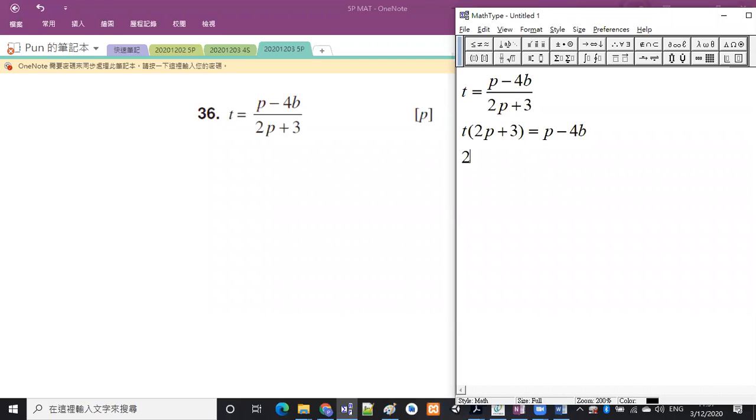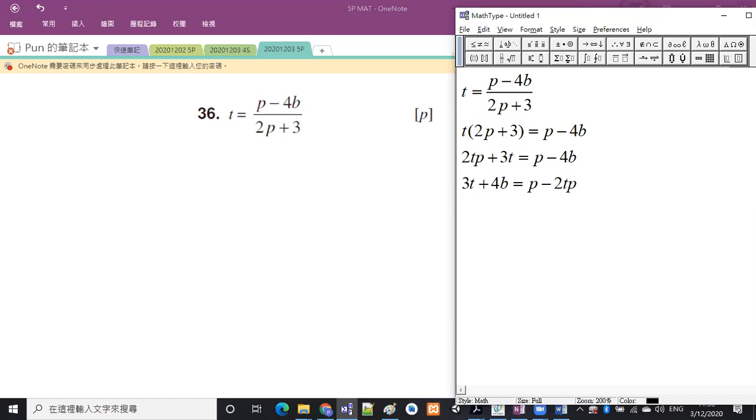The 2TP plus 3T is equal to P minus 4B. And I need to group all the subject terms on the left, on one side, and the other terms, non-subject terms, to the other side. Okay, and again, I need to keep as little negative terms as possible. So I'm going to move the p terms to the right-hand side. So 3t plus 4b is equal to p minus 2tp.